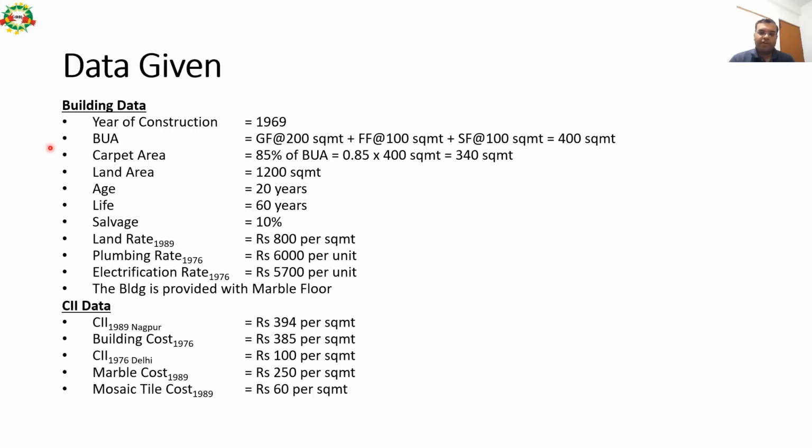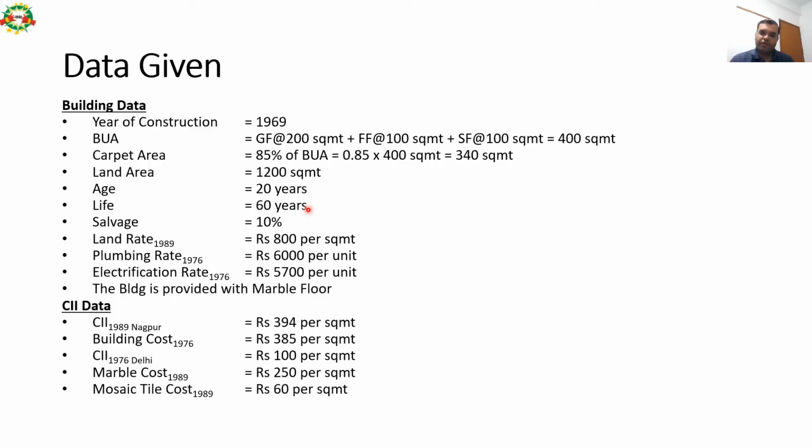So this is the data given in the question. Year of construction of the building has been given, which is equal to 1969. Built up area has been given. Ground floor is 200 square meter, first floor is 100 square meter and second floor is again 100 square meter. So total built up area of the building is 400 square meter. Then carpet area has been given as 85% of built up area, that is 0.85 multiplied by 400, which will give us 340 square meter as the carpet area of the building. Land area is also given, 1200 square meter.